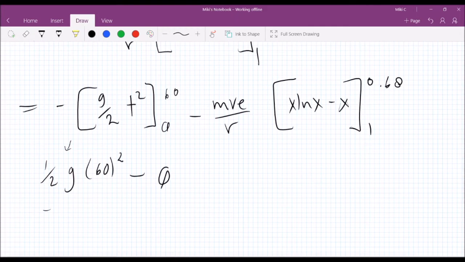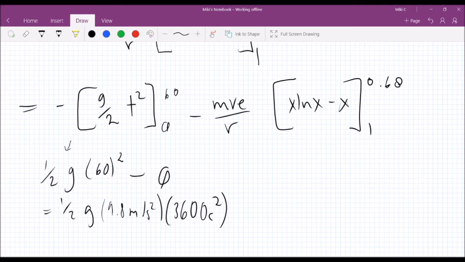So it's just equal to 1/2 g, 9.8 meters per second squared, times 3,600 seconds squared, and that's just because I squared 60, and we're going to get a total of negative, because there's a negative up here, a total of negative 17,640 meters.